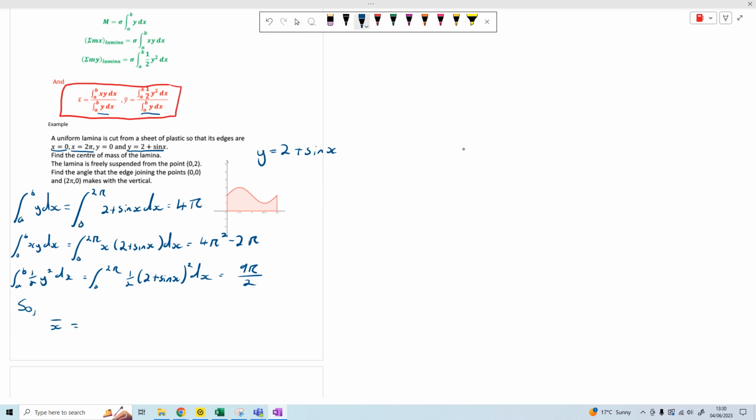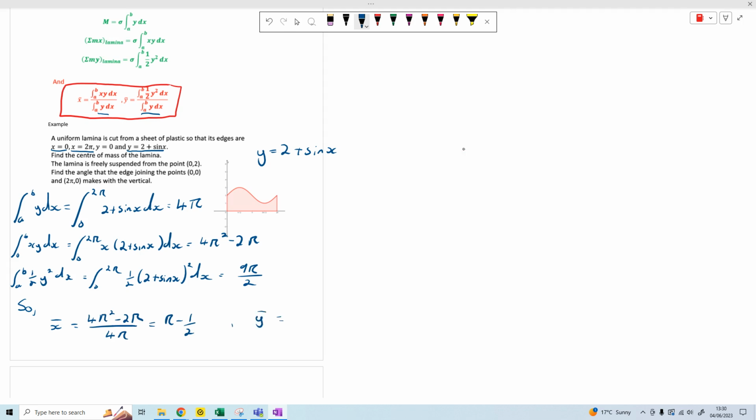is going to be xy over y. So xy is the 4 pi squared minus 2 pi, all over y, which is 4 pi. Okay, if I can simplify it, I can take a pi off everything. It's going to leave me with pi minus a half. So that's my x. Now let's do my y.